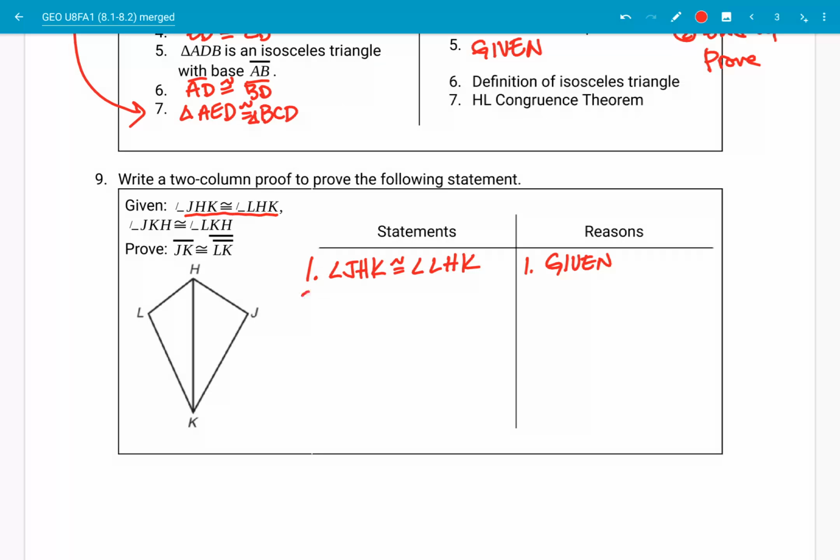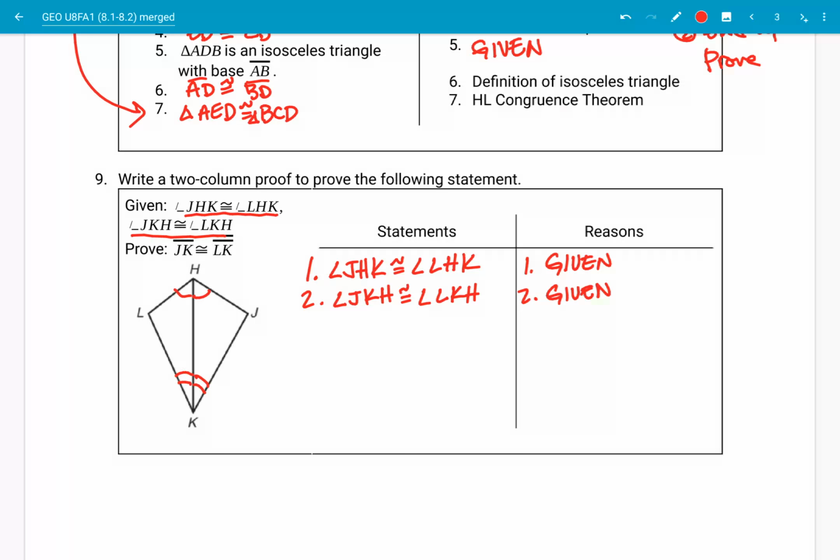Now we need the other piece of information, angle JKH is congruent to angle LKH. That information is also given. And at the same time that we're filling in this proof, we should be annotating the diagram. So JHK is this angle right here, and LHK would be that angle there. And JKH is this angle down here, and then LKH is this angle down here.